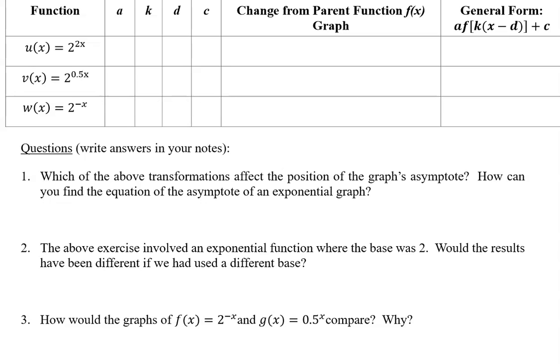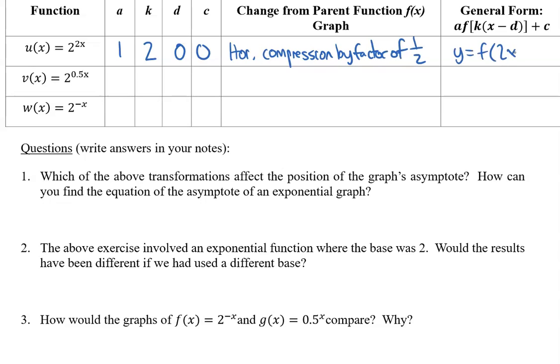Now you'll notice we didn't do anything with the k yet, and so these last 3 examples are doing something with the k. The a value is going to be 1, the d and c are 0, but the k value in this first case is 2. And so remember that it's always a factor of 1 over k, so this is a horizontal compression by a factor of 1 over 2. And so how you would write this out in general is you would say y equals f of 2x. So go ahead, pause the video now, try the next 2, and then compare your answers with what I get.